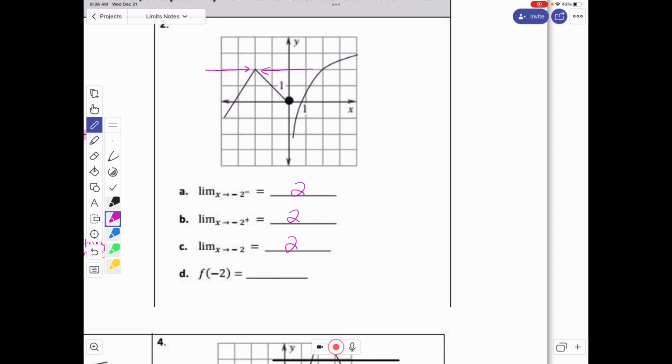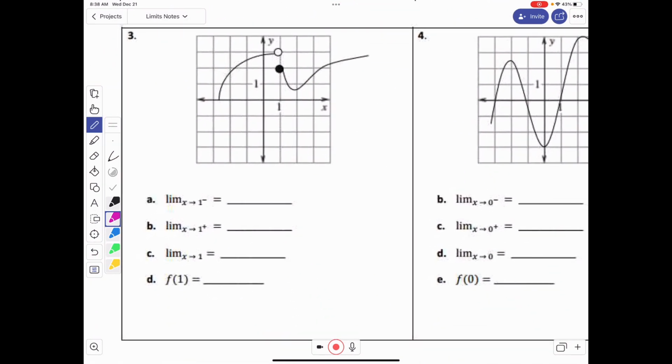And for f of -2, again we're looking for a closed circle or a point. Now this is a definite point. It's not an open circle like this right here. It is a point. So our answer for that one would also be 2.